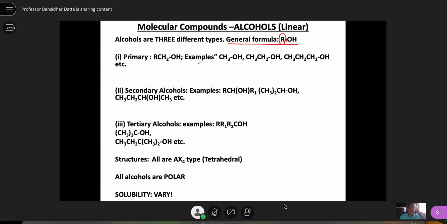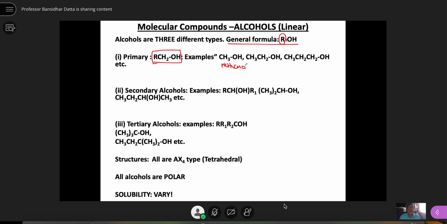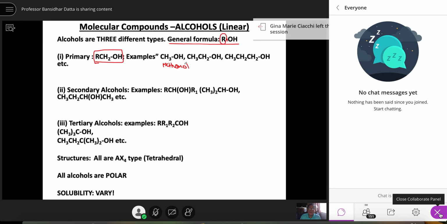Primary alcohols are always written like this: they must end with CH2OH. So RCH2OH is a primary alcohol. For example, CH3OH is methanol. Who can give me the name? Methanol. Why methanol? Methane, take the E off, add -ol. Methanol.